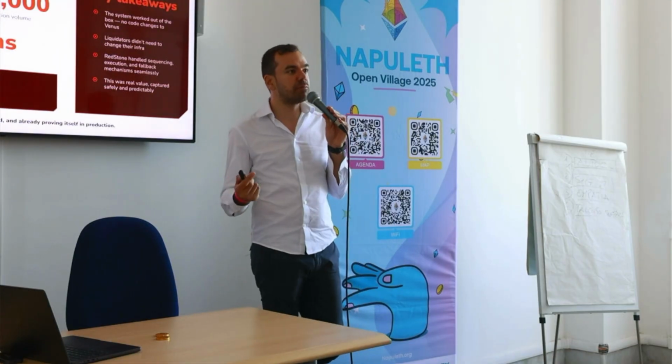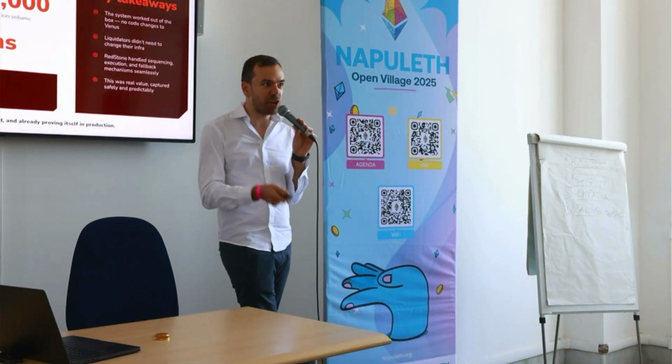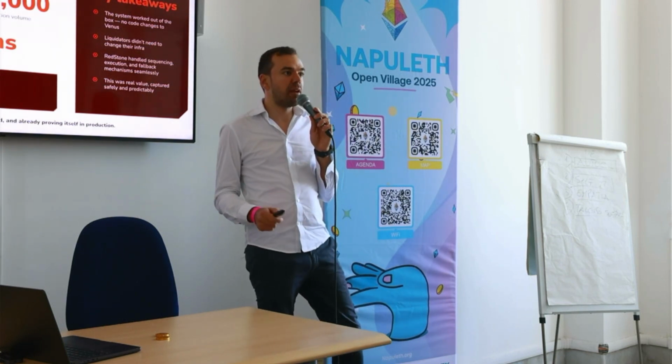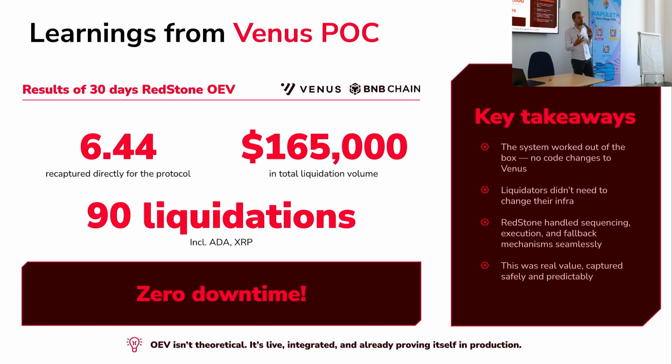We ran a POC for this. This doesn't just exist in theory. This is actually live today. In December, when we started this concept, we ran a POC with Venus. Venus is a very, very famous lending protocol. We ran it on a very specific market, so just on BNB chain, just for a month, just on selected price pairs, because we wanted to get learnings from this POC. We wanted to bring this system to a place where we were comfortable expanding it and scaling it up in production as we're doing now.